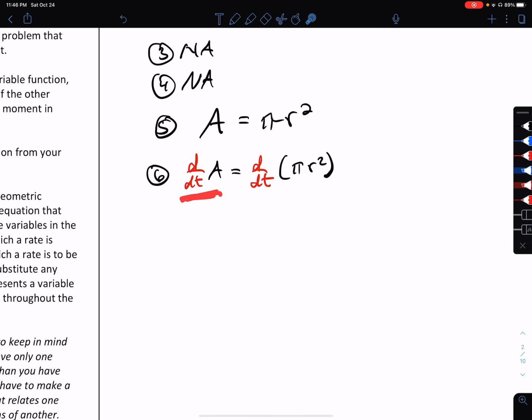On the left, derivative of A is 1, but if it's with respect to time, that's going to be change in A with respect to time. On the right side, the derivative of pi r squared, that would be 2 pi r. Keep in mind r is the only variable here. Pi is a number, and so is 2. It's the inner variable, so we multiply it by the change in r with respect to time. That's implicit differentiation.